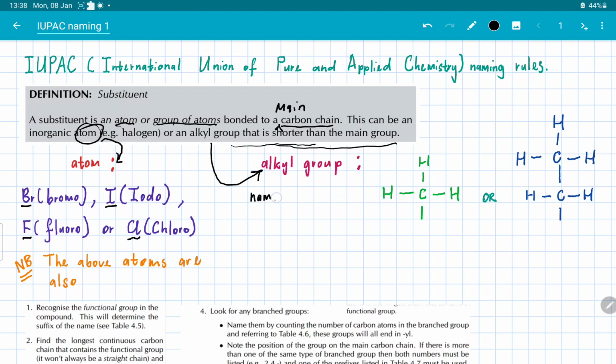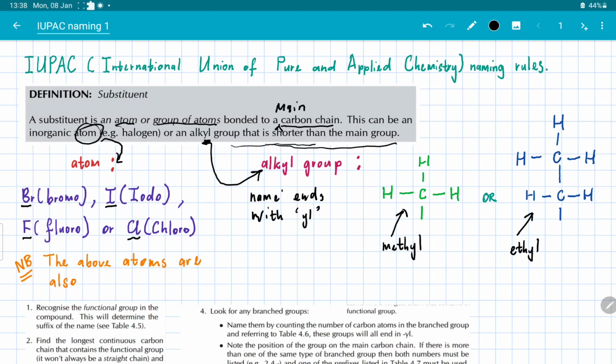Let me write it here. Name ends with YL. YL, yeah. So it's an alkyl group. Alkyl group. Yeah, YL. So the name of this alkyl group is methyl. And then the name of this alkyl group, look at it. What if there was a hydrogen here? It could have been ethane. But because there's no hydrogen there now, ethyl, or ethyl, whichever you want.